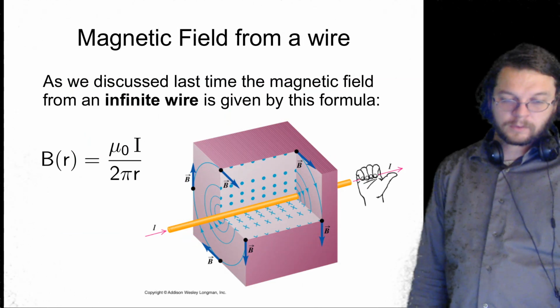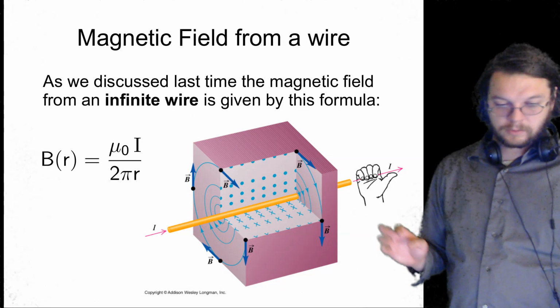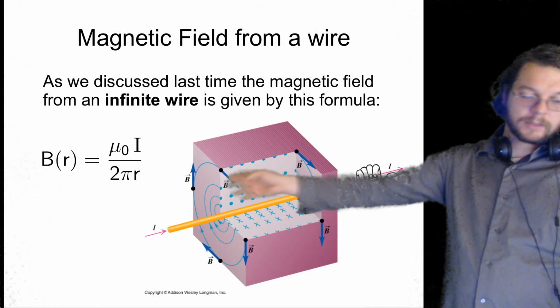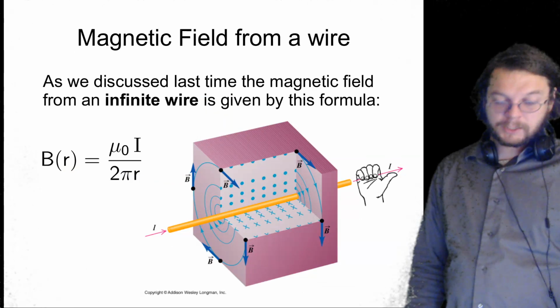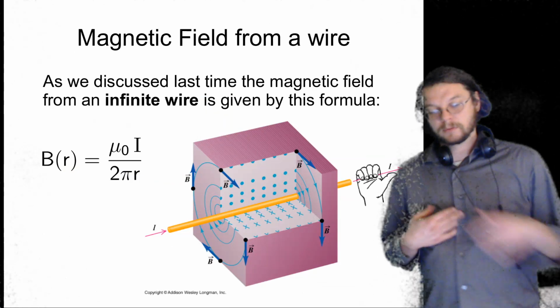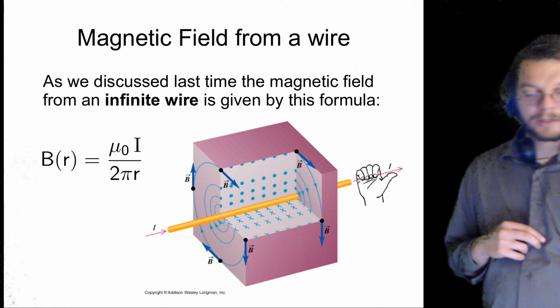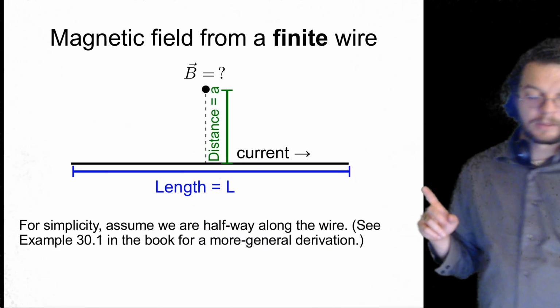Alright. So I think we're going on to the next topic. This is the magnetic field of an infinite wire. We already talked about this. The next part, what we're going to do is use the Biot-Savart law to calculate the magnetic field from a finite wire.